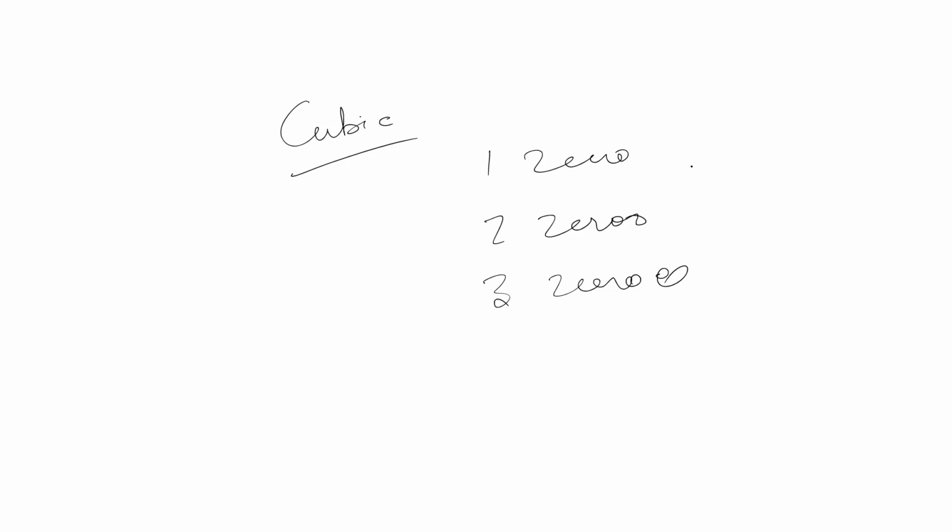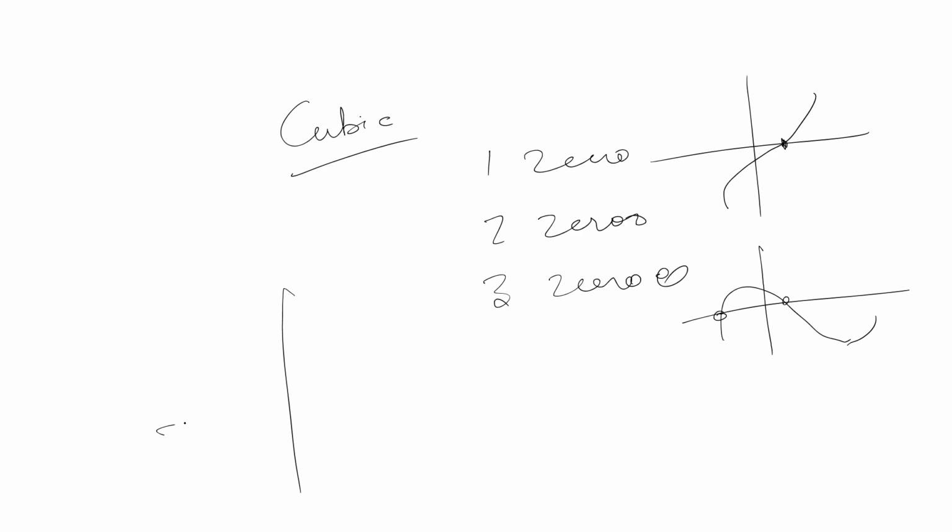The graph for 1 zero will be like this. It will cut the x-axis at only one point. The graph for 2 zeros will be like this. It will cut the x-axis at 2 points, and the graph for 3 zeros will be like this. It will cut the x-axis at 3 points.